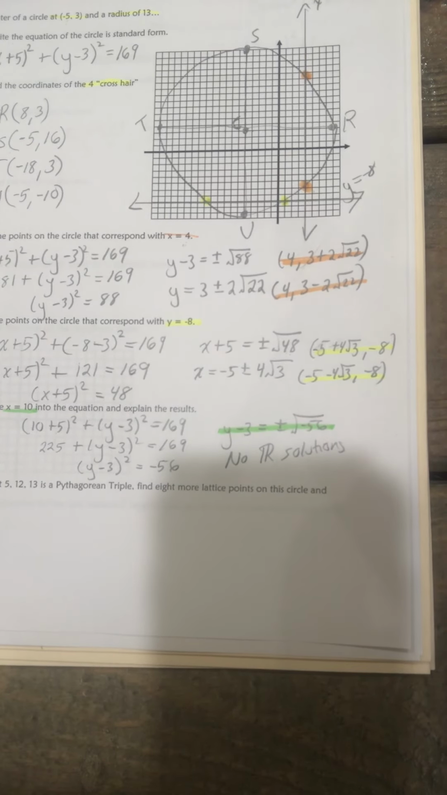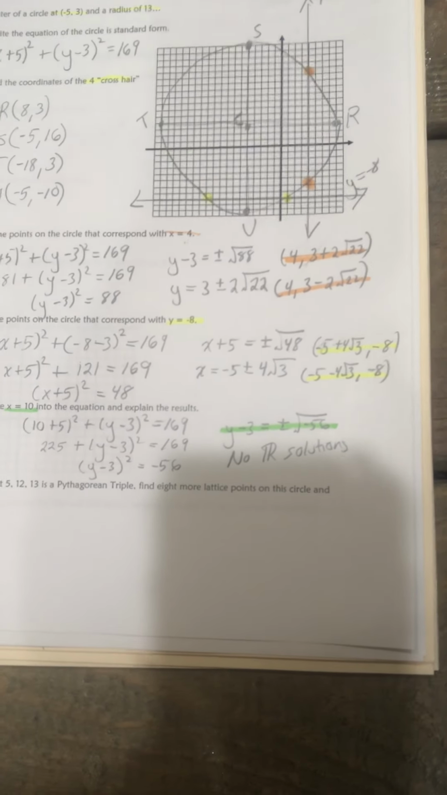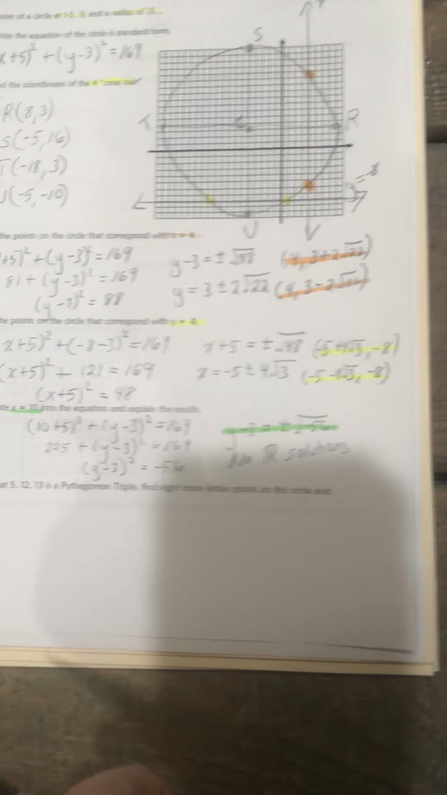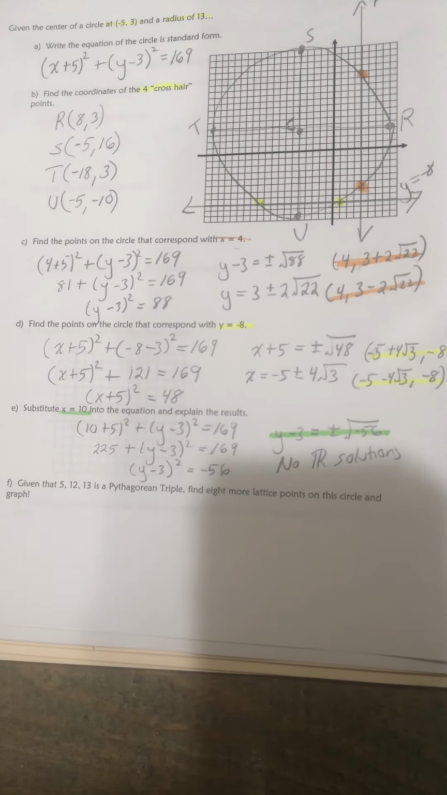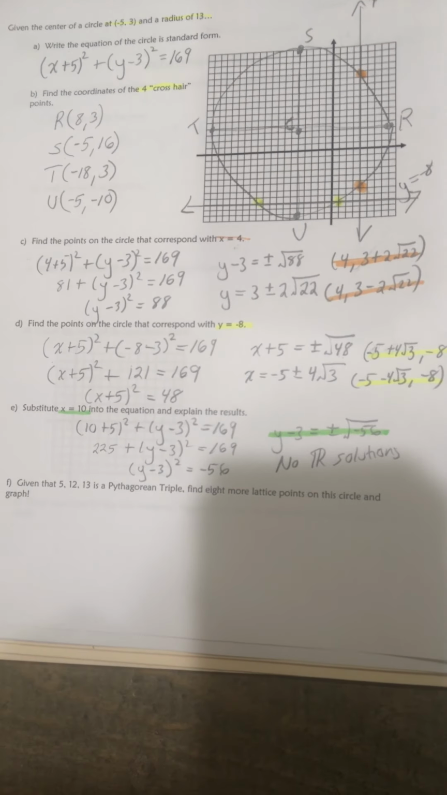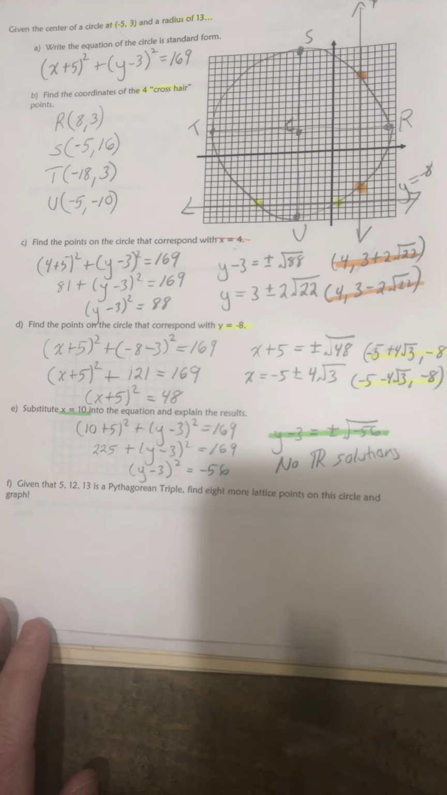All right, guys? Now, the next thing we have is our last one, which is F. I just want to make sure we can see this one. All right, I think we can see it well. I hope we can. Now, guys, if we take a look at this, it says, given that 5, 12, and 13 is a Pythagorean triple, find 8 more lattice points on the circle.